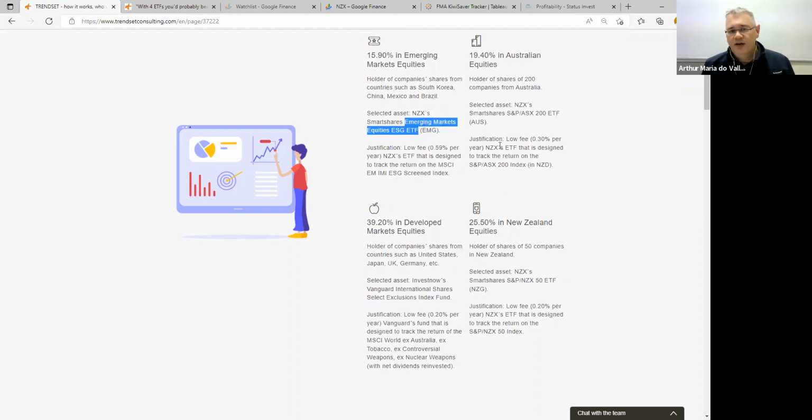Those are the justifications for why I selected exactly those ones. Most of the time it's because they charge the lowest fee, like 0.20%, 0.30% per year. That is very, very low. If you compare to your own KiwiSaver, probably the fees will be like 10 times more, or at least 5 times more.